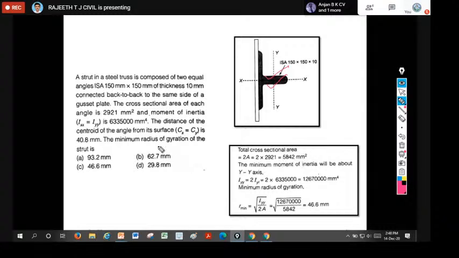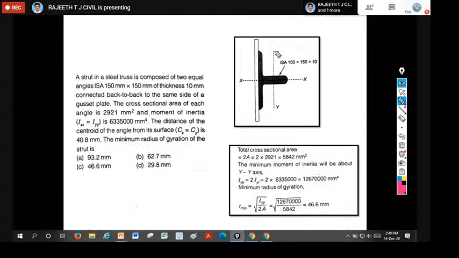What they are asking here is the radius of gyration. We know the formula for radius of gyration: square root of I by A, where I is the moment of inertia. Since we calculate for two angles, you multiply the area by 2 to get the total area. Here Iyy for one angle is given as 3633500. For a double angle it should be double. Therefore r minimum equals Iyy by 2A. Iy here is 2 times that, which is 1267000, divided by 5842, giving 46 millimeter as your answer.